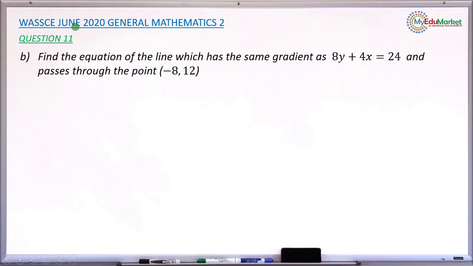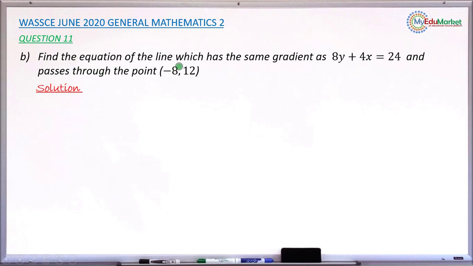This is WAEC June 2020 General Mathematics Paper 2. We are answering question number 11b, and the question asked to find the equation of the line which has the same gradient as the line with this equation 8y plus 4x equals 24, and the line passes through the point with the coordinate minus 8, 12. So let's attempt to answer this very question to get a solution to the problem.